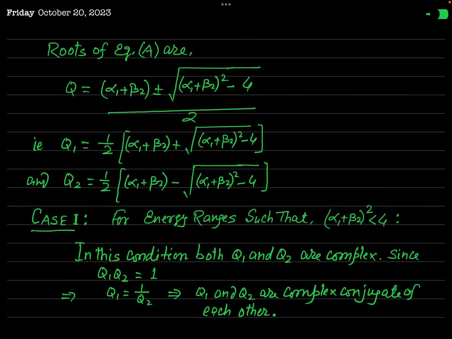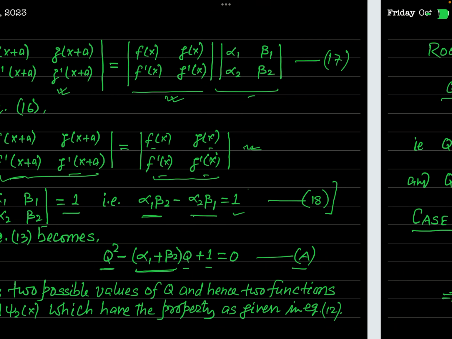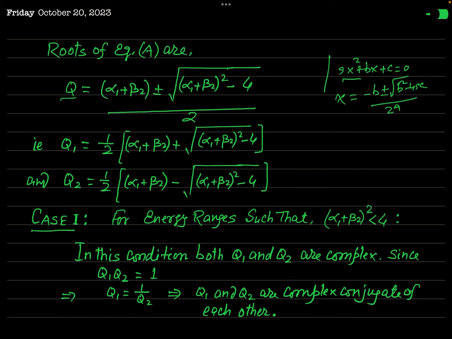Now you can see the two roots can be given like this. I hope you have an idea of the roots of a quadratic equation. You know ax square plus bx plus c equal to 0, then x is equal to minus b plus minus root over b square minus 4ac, divided by 2a. Comparing this quadratic equation with our equation, you can see a is equal to 1, b is equal to minus (alpha 1 plus beta 2), and c is equal to 1. So the roots of this quadratic equation are like this.